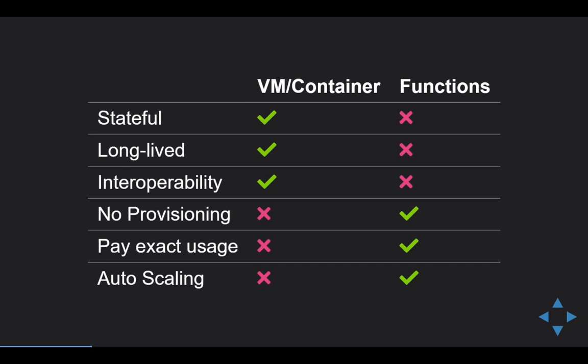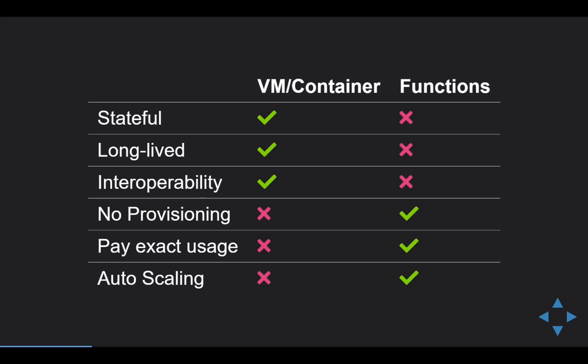Containers and VMs are stateful, so you can run them for a long period of time. And you can easily shove your container to another provider. You can just take your Docker container and take it somewhere else. With functions, this is way more difficult, because if you're creating a function in Go, then Amazon Lambda can run it, but Google Functions cannot, because they do not support Go. So there's a problem of vendor lock-in there.